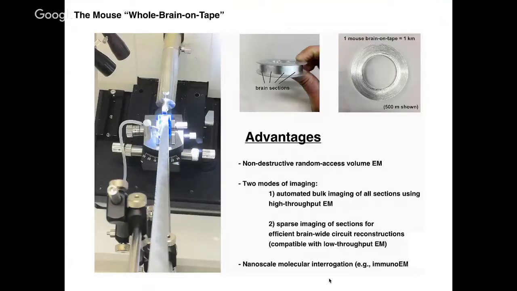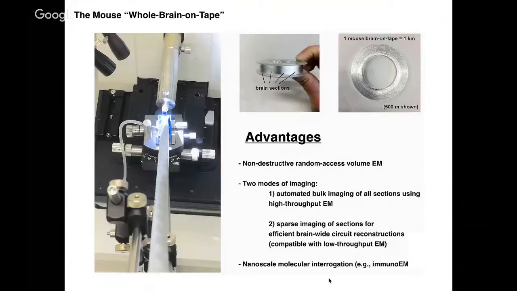And the upper right is just explaining that a single mouse brain on tape would be about 1 kilometer. It would actually be closer to 2 kilometers if you're cutting at 40 to 50 nanometer thickness, which is actually the range that I'm aiming for. And I have 500 meters of aluminum foil tape, which is something like 12 microns thick, shown up there. So you'd need maybe anywhere from 2 to 4 of those rolls to have the whole mouse brain on it for imaging. Now, why do we want the brain on tape?